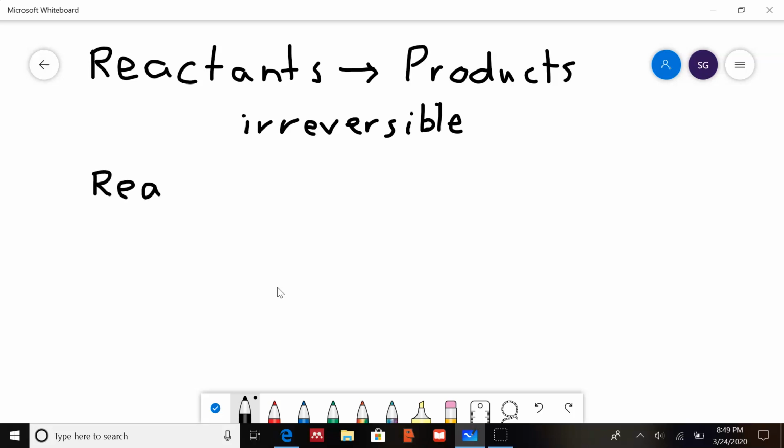But many chemical reactions are actually reversible, meaning they can be reversed. They can go in both directions. And the way we represent that is with a double arrow, usually like this.